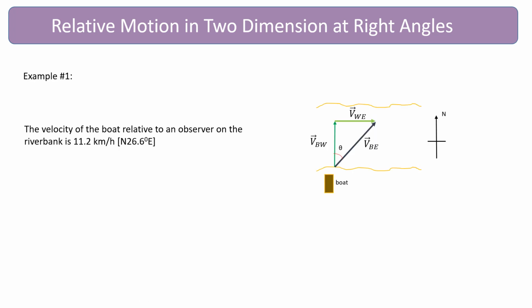So our observation, the velocity of the boat relative to an observer on the riverbank is 11.2 kilometers an hour, north 26.6 degrees east. And that is our conclusion. And now let's try the example in the assignment.